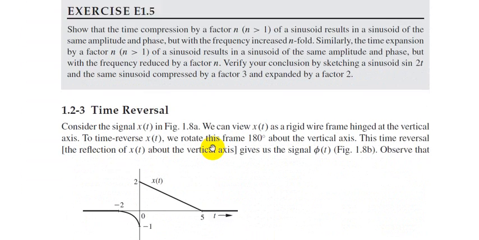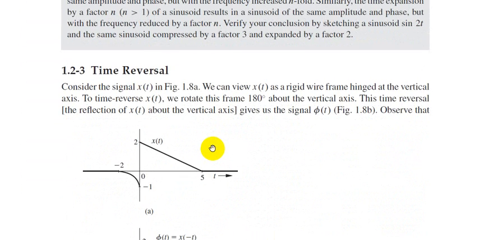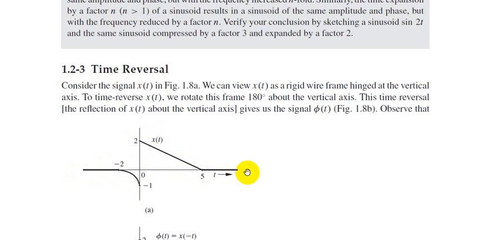Let's look at how we do time reversal. So this is another basic time signal operation, which is time reversal. In time reversal, what we do is rotate the signal about the y-axis. That means if this is x of t, and this is the starting point of x of t, and this has come over -1, then again from 2 to 5, then again 0.